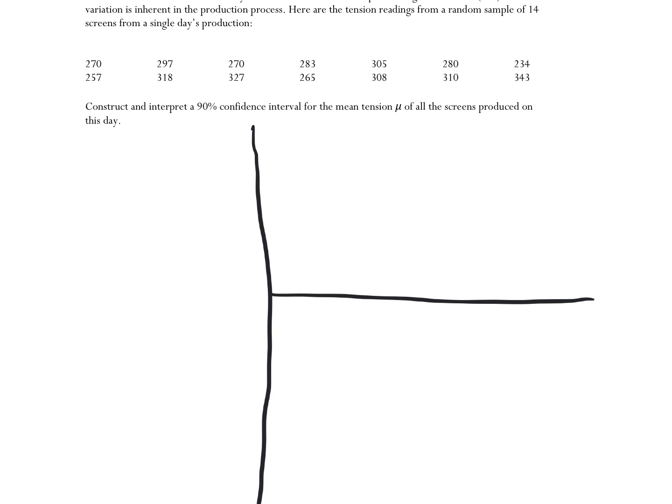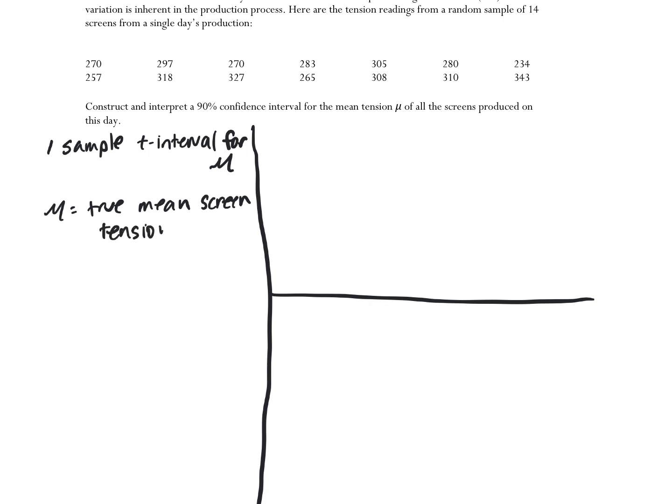Procedure and conditions. And my procedure should be a 1 sample T interval for mu. And guys, what's mu? It's the true mean screen tension. Cool. All right, we've done our procedure well.